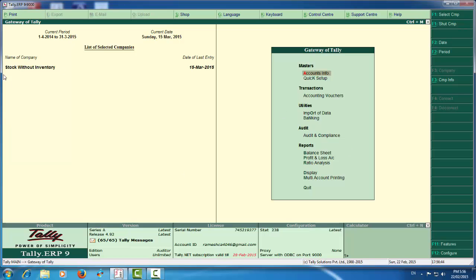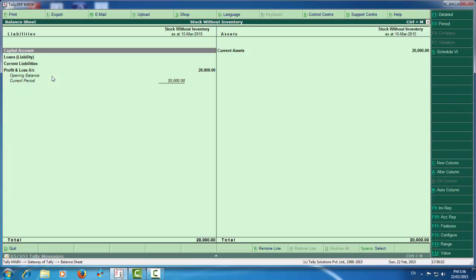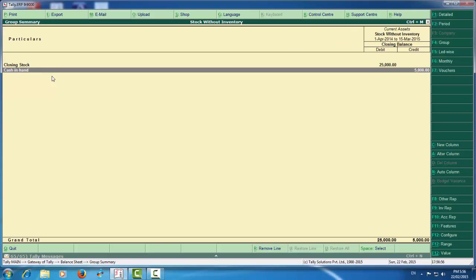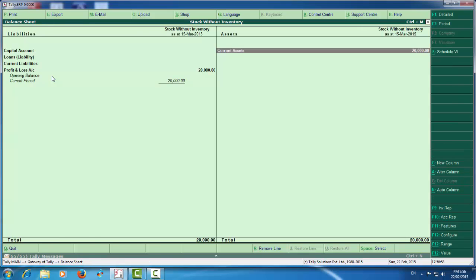As you are looking, there is stock without inventory, and there is only one company. Now we have created it. See that in the balance sheet, one entry is passed, that is closing stock and cash in hand.